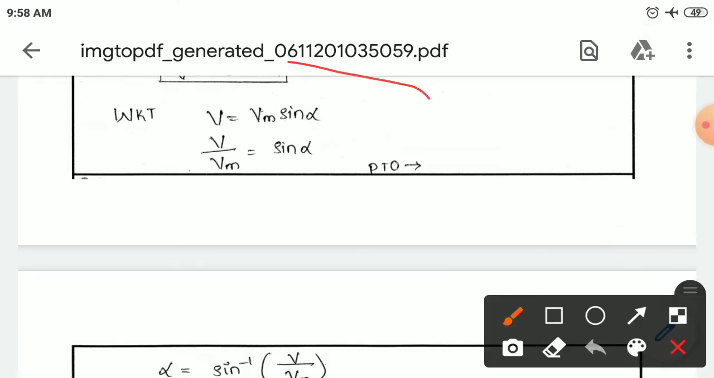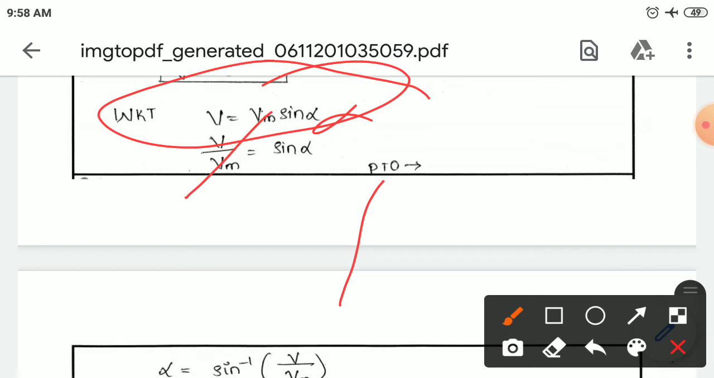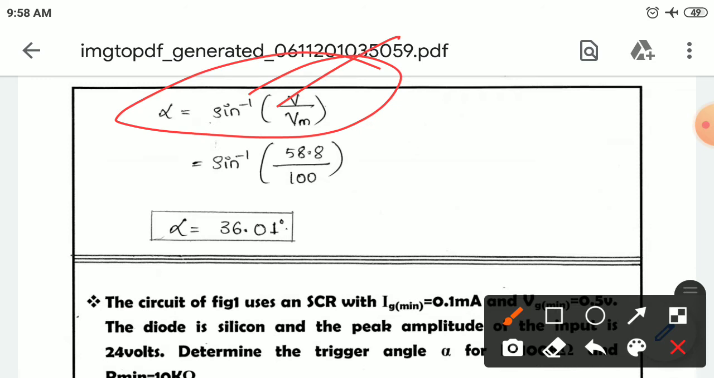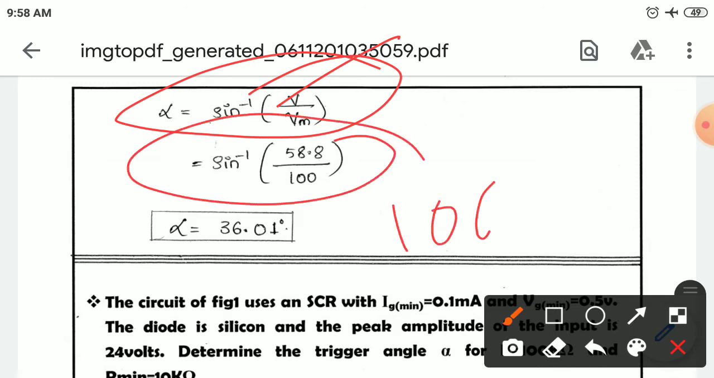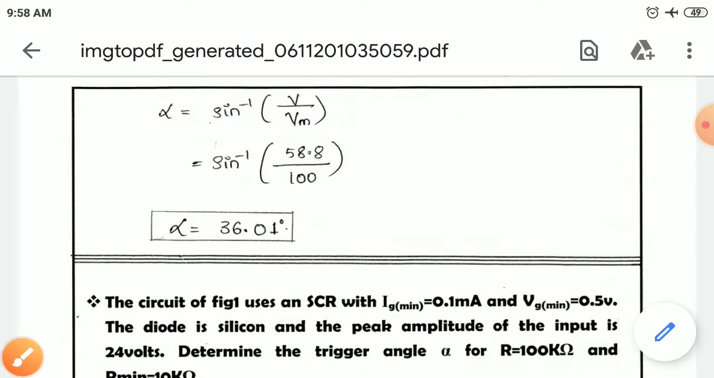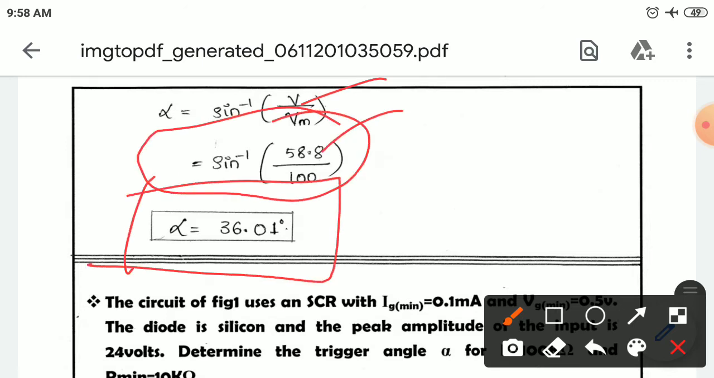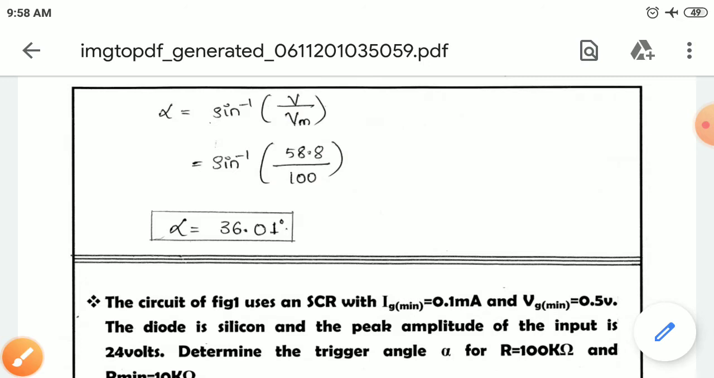So you know that V is equal to Vm sin omega t. So for sin omega t, you take sin alpha. So sin alpha is equal to V divided by Vm. So alpha is equal to sin inverse of V divided by Vm. So V you calculated, and Vm is 100, since they have given 100 sin omega t. So if you substitute V and Vm and calculate the sin inverse, you will get the firing angle as 36.01 degrees. Okay, this is the firing angle of the circuit.